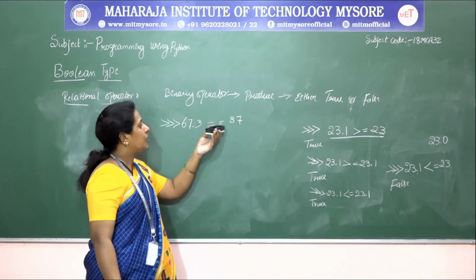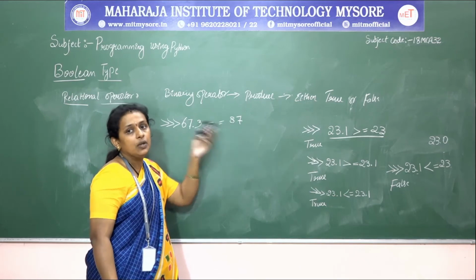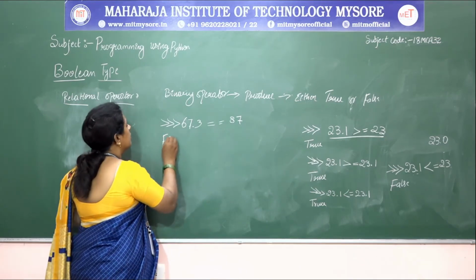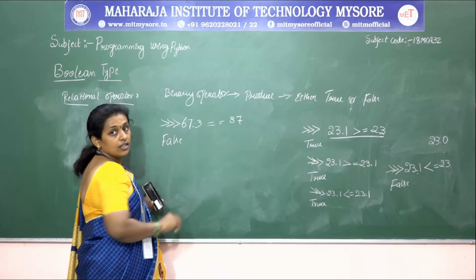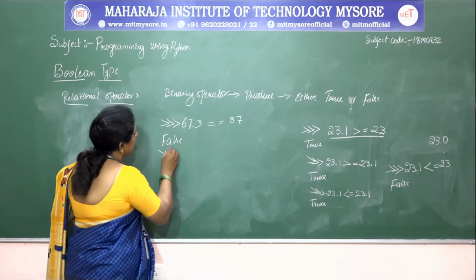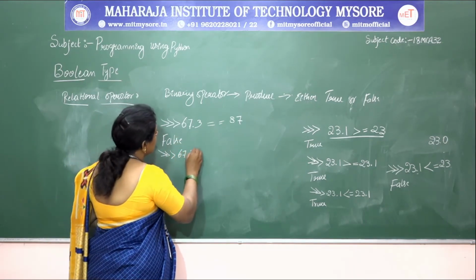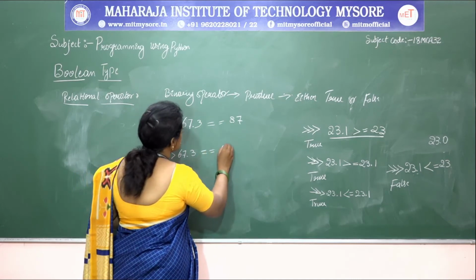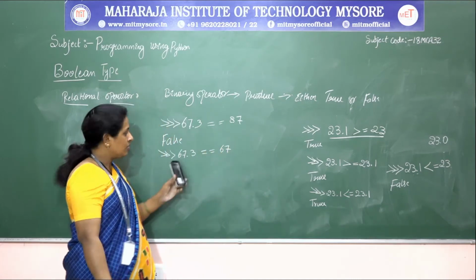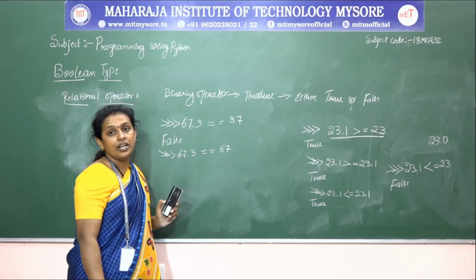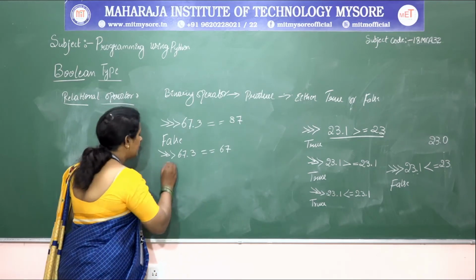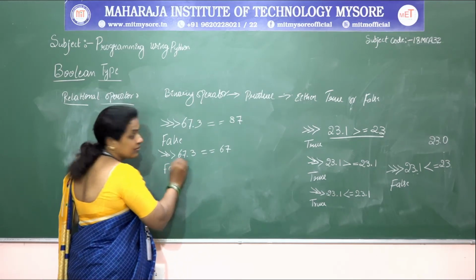67.3 equal to 87. It's not equal, so we will get output as false. Next, 67.3 equal to 67, because it gets converted to integer, floating point, right? No, then also we'll get output as false.